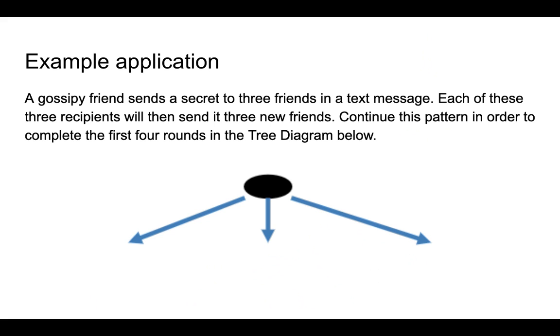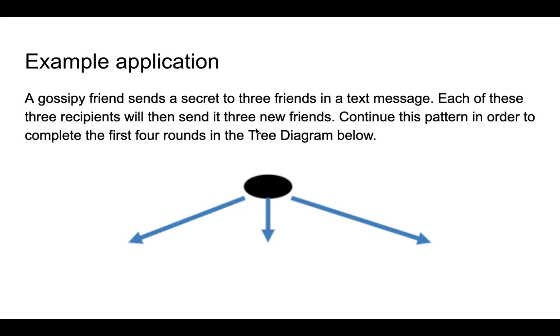Okay, so here's an application. You may have heard of gossip trees. A gossipy friend sends a secret to three friends in a text message. Each of these three recipients will then send it to three new friends. We're going to continue this pattern in order to complete the first four rounds, and we're going to use what's called a tree diagram.